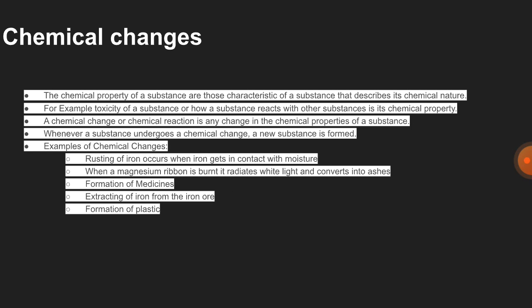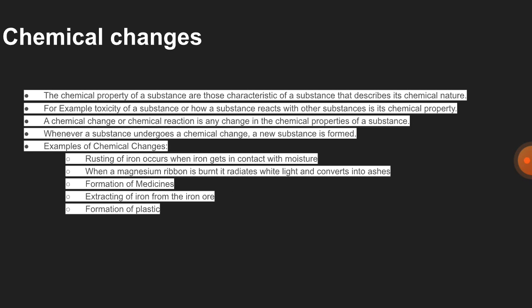Formation of medicines. All medicines are formed by combining one element with another element. What is an element? An element is a group of molecules. What is a molecule? A group of atoms. Atoms come together as molecules, and molecules come together as an element. For example, if you want to prepare a medicine, it needs a lot of elements. They combine together and make a chemical reaction. Then only can we make the medicines. Medicine formation is also a chemical change.